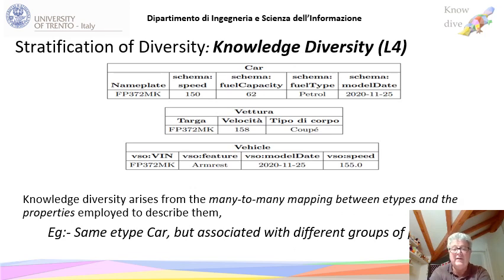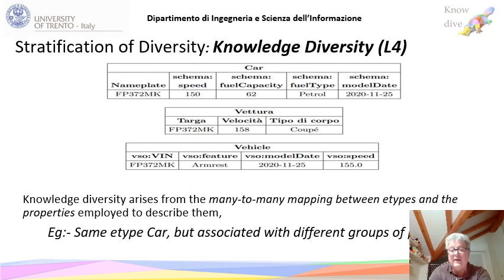Then we go to knowledge. What is the knowledge diversity? The knowledge diversity is very clear here. You have the same E-type car, but you have different groups of properties. Again, you have a car, and in one place you have nameplate, targa and VIN, which is present in all of them. But speed, which is velocità in Italian, is only in three of them. The type of body is only in the second one, and the model date is in the first and the third.